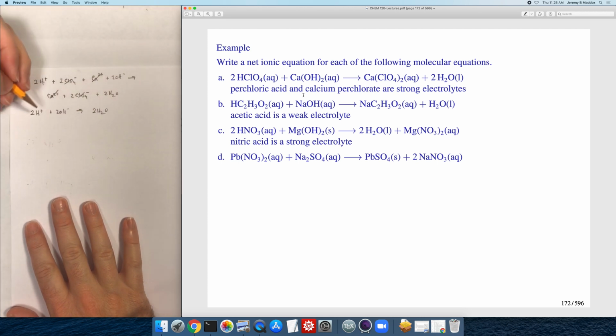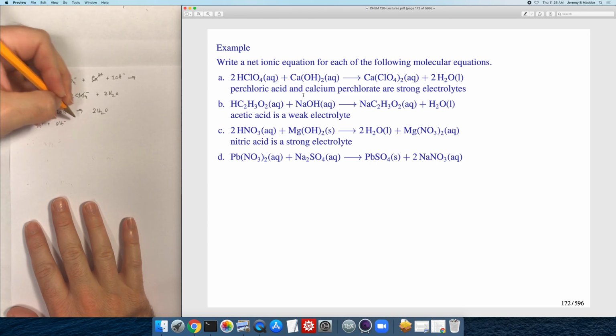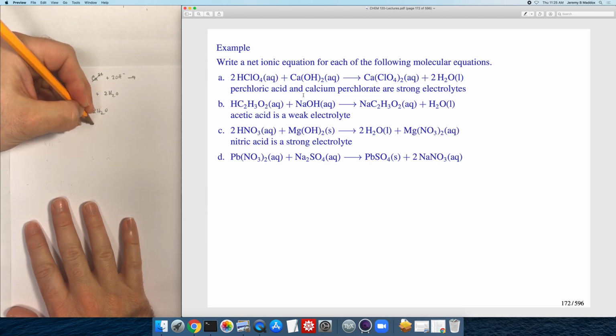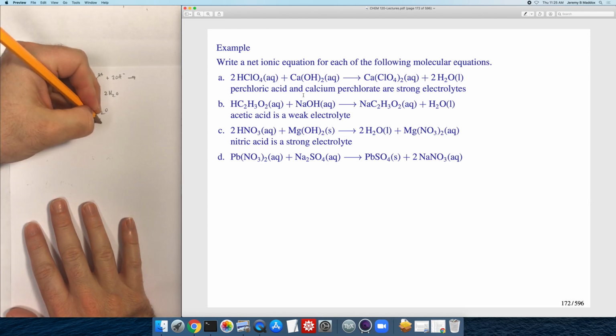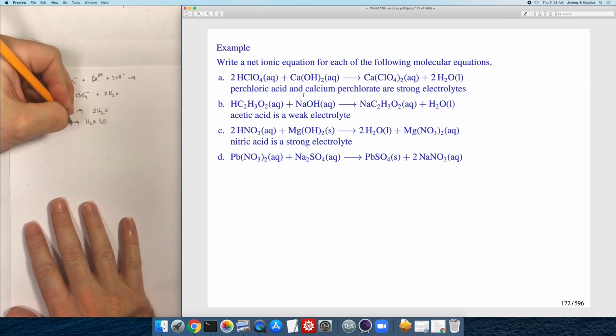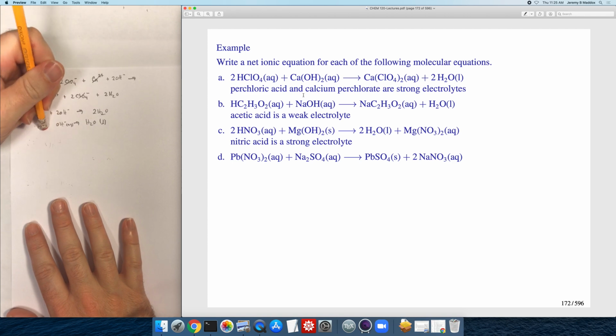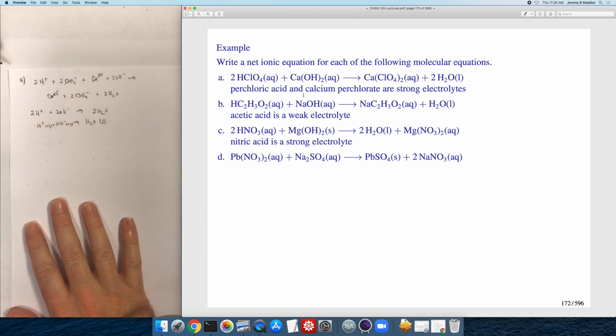We can reduce the coefficients. This is the net ionic equation. It's really just the combination of a proton and hydroxide to give us water. This is classic acid-base chemistry. It would probably be a good idea for me to include my phase labels. It's a bit better. All right, let's do the next one.